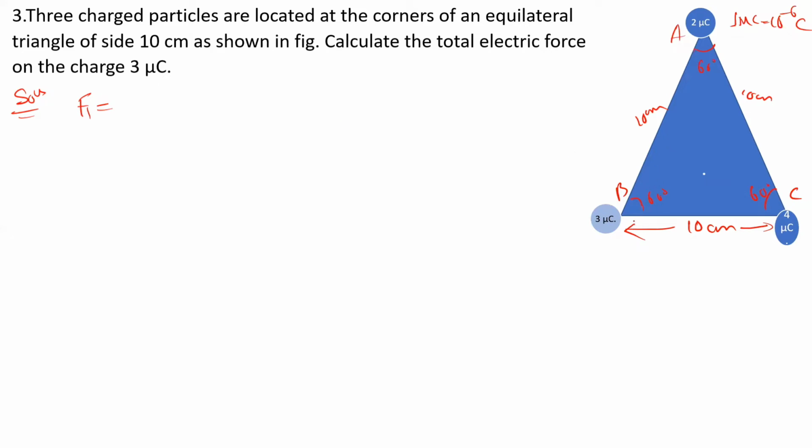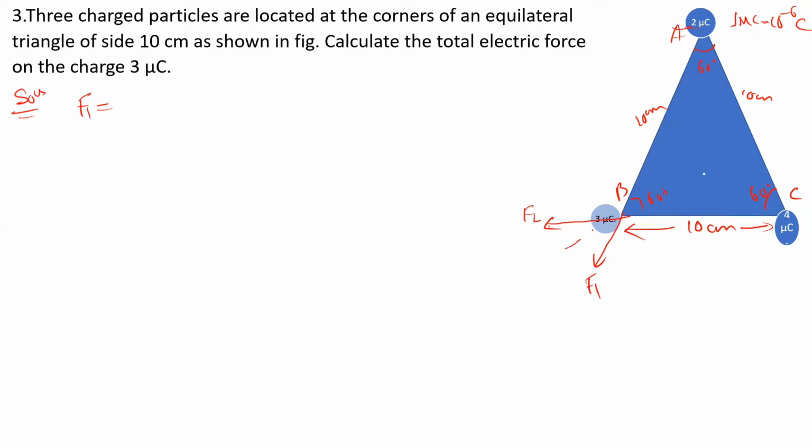Let's see how we can take the force. All the charges are positive, so obviously the 2 microcoulomb charge will push the 3 microcoulomb charge away. That means it will repel. So F1 is in this direction, due to the 2 microcoulomb charge. Similarly, this is also a positive charge, so it will also repel this particular charge. So F2 is due to the 4 microcoulomb charge.